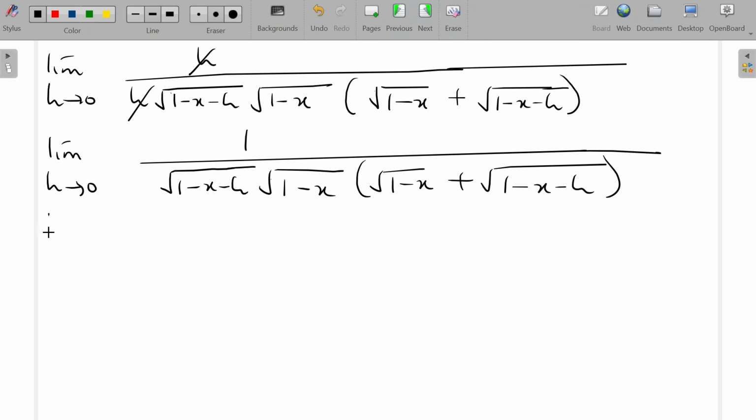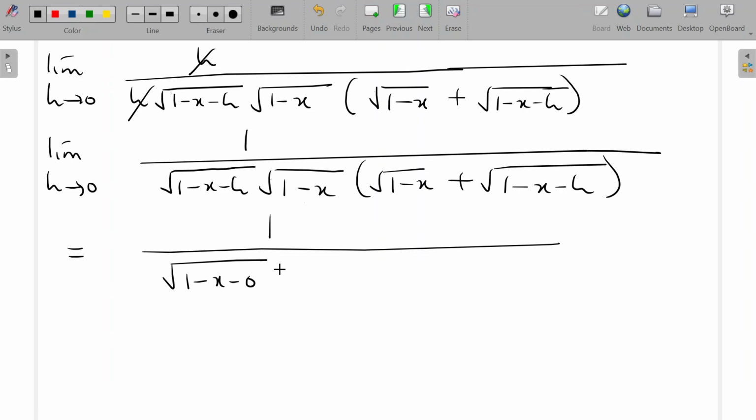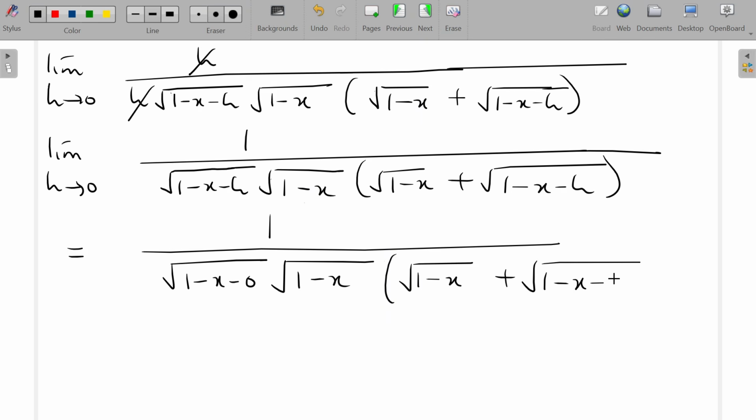When I reach this point, I can just go to solving now, since I can just plug in the 0. I know that even if I plug in the 0 here, it cannot make this function become undefined. So I'm going to replace the 0 on h. I'm going to have 1 over the square root of 1 minus x minus 0, the square root of 1 minus x, and then on this side it's going to be the square root of 1 minus x plus the square root of 1 minus x minus 0.